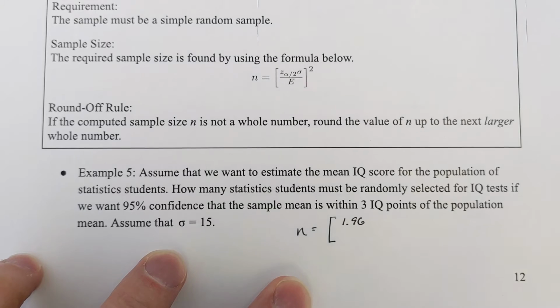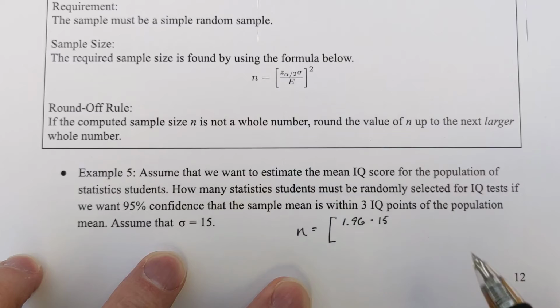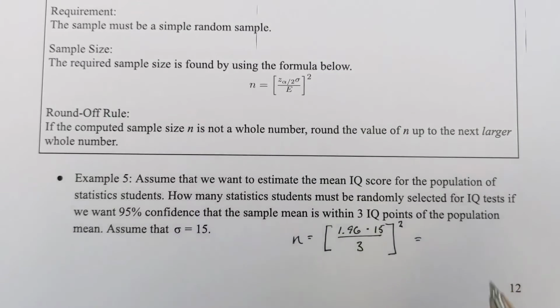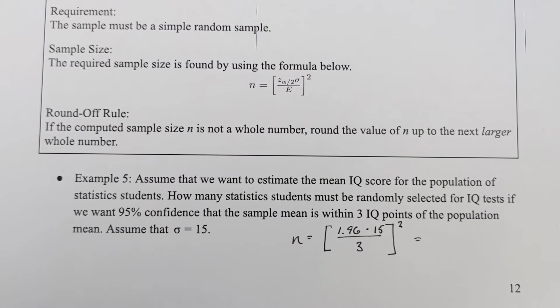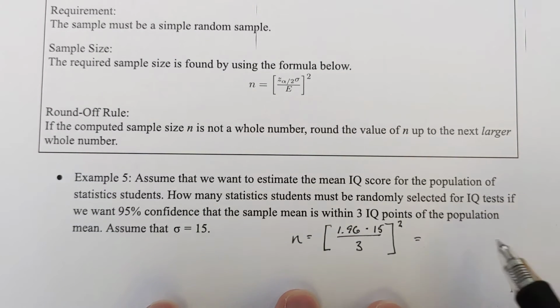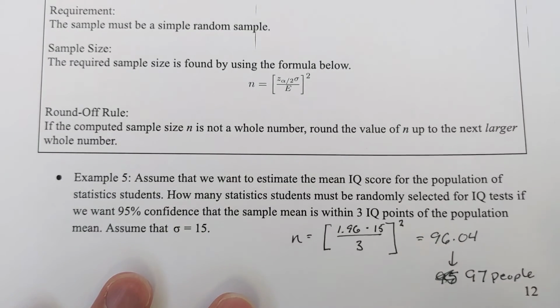So let's see here. Times the standard deviation, which is 15, it's given to us in the problem. And then I want to have 3 points worth of margin of error. All this goes in my calculator: 1.96 times 15 divided by 3, all that squared, which comes out to be 96.04. But I can't have 0.04 of a person, so this rounds up to 97 people I need to survey in order to make sure that I'm within 3 points from my margin of error.